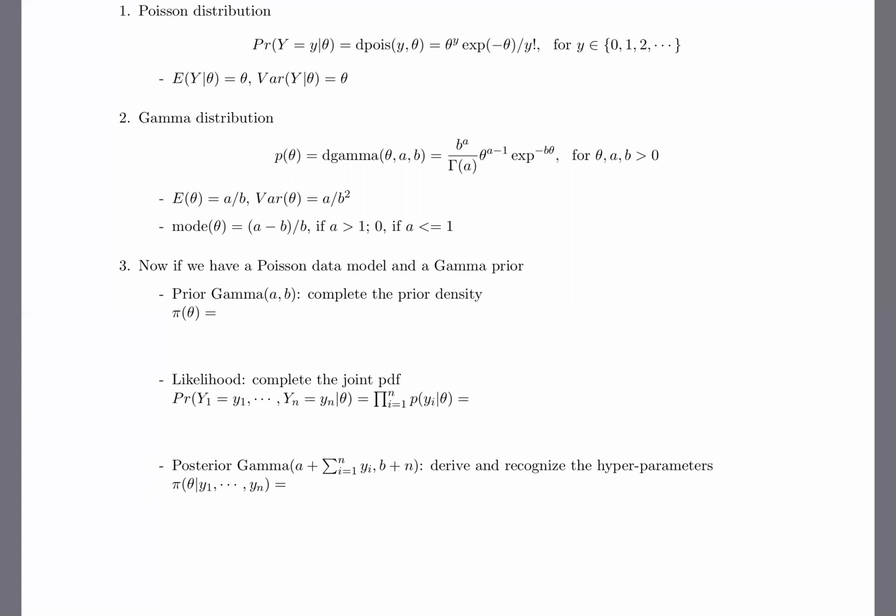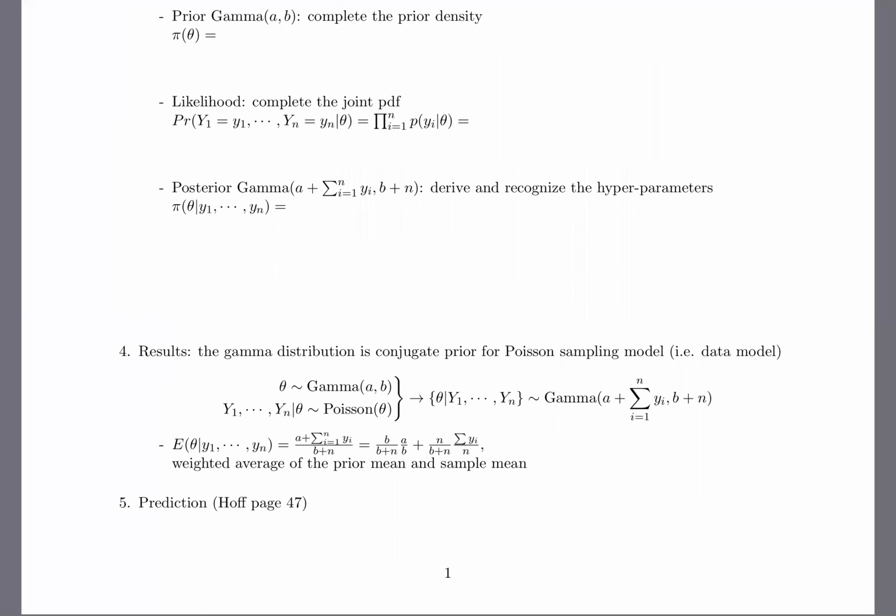And for this part, this is just a summary of the results. If you have an unknown parameter that follows a gamma prior with parameters a and b, and all of the data are IID Poisson, then the posterior for theta, which is the only unknown parameter, is this gamma.